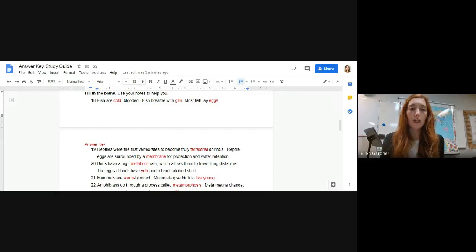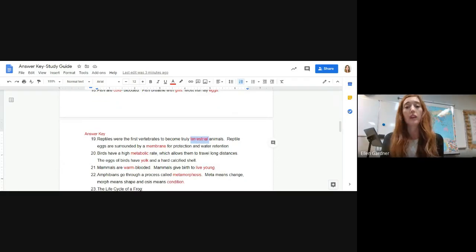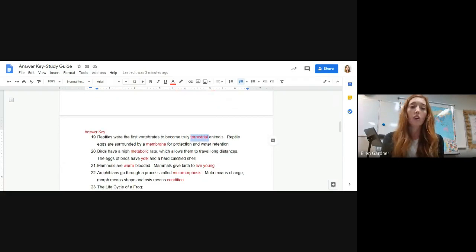Fish are cold-blooded. They breathe with gills, and most fish lay eggs. You should have all of this in your notes. Reptiles were the first vertebrates to become truly terrestrial animals, meaning they live on land. Reptile eggs are surrounded by a membrane for protection and water retention.